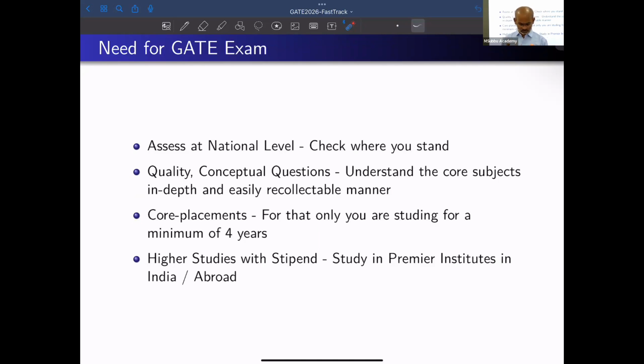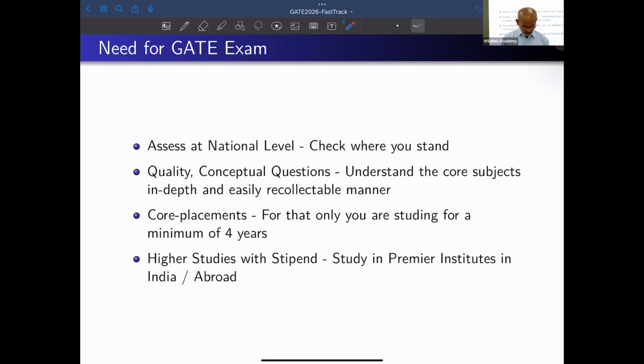To check that, this is the only best exam available. We don't have any other exam, and they don't release results like GATE does. So you can assess where you stand. In that way, I consider this exam to be a very nice one.